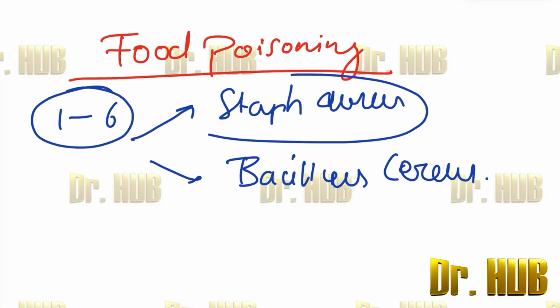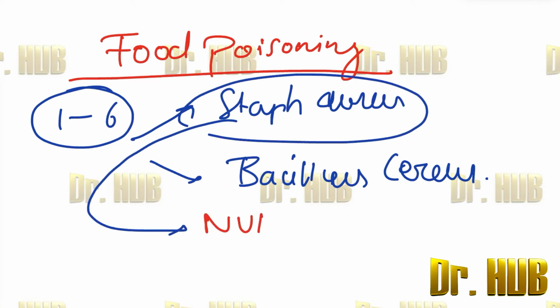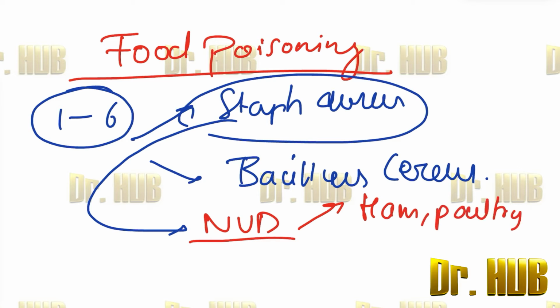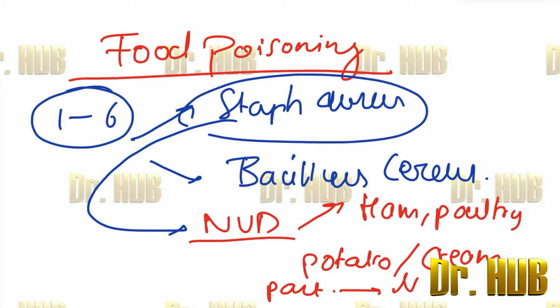So what is this Staph aureus associated with? Staph aureus is associated with NVD, that is nausea, vomiting and diarrhea. What are the common food sources? They include ham, poultry, potato, as well as cream and pastries. Next, it also includes mayonnaise. So all these items contribute to Staph aureus.